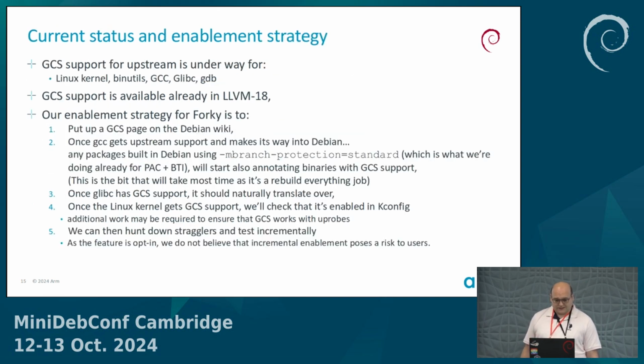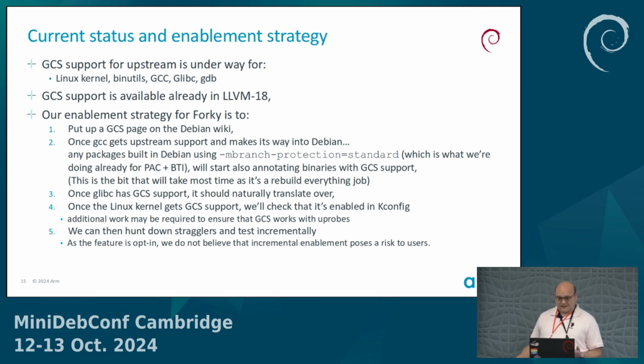So the current status, there's upstream support underway for the kernel, binutils, GCC, glibc and GDB. It's already in LLVM 18, GCS support with branch-protection=standard. Our strategy for Forky was to put up a wiki page on GCS explaining what on earth it is and go through some of the stuff in this talk.